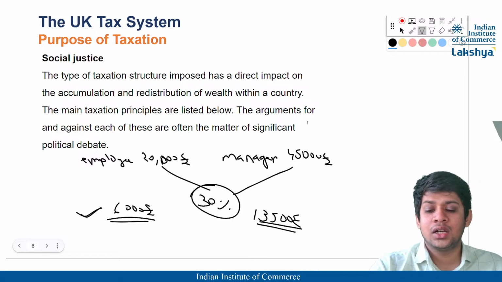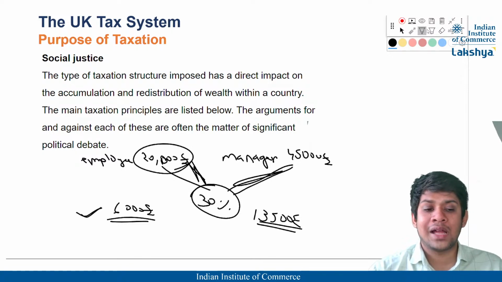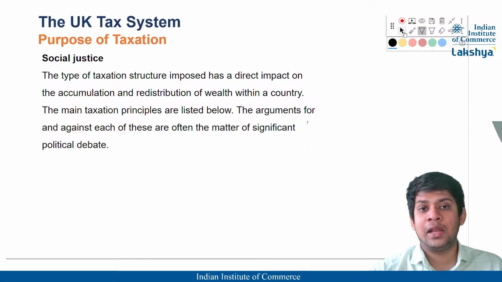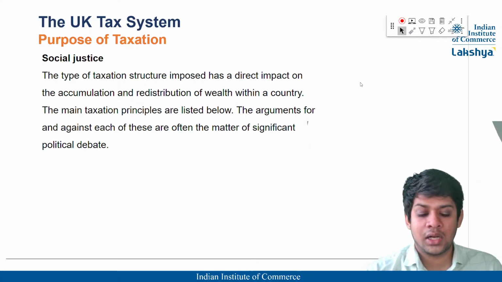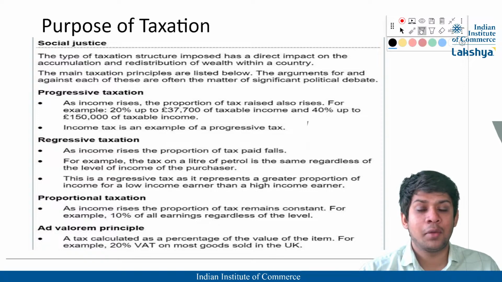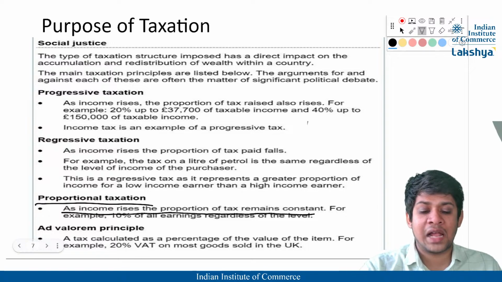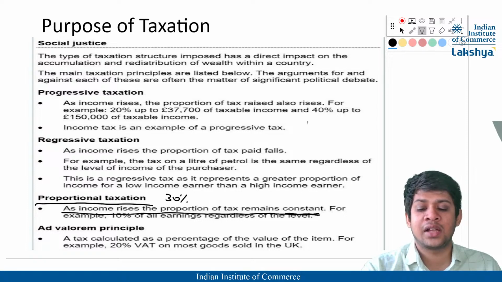So technically, guys, here it is just a proportion of that amount that is taken, that is 30% is taken from the employee and also from the manager. Okay. So that means the percentage is fixed. In the previous one, the amount was fixed. That means in regressive taxation, the amount of tax is fixed, but here the proportion of tax is fixed. The amounts were different: for the employee, it was just 6,000, and for the manager, it was 13,500. Correct? So that is known as proportional taxation. As income rises, the proportion of tax remains constant. That means no matter what your income is, you will be charged 30% tax only.